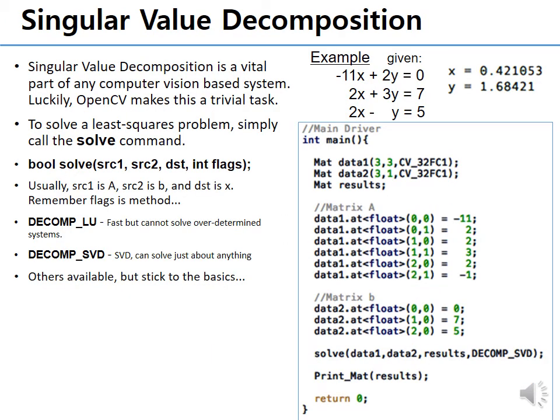Singular value decomposition is a vital part of any computer vision based system. Luckily, OpenCV makes this a trivial task. Trivial means a very easy task. To solve a least square problem, simply call the solve command. This is a command.